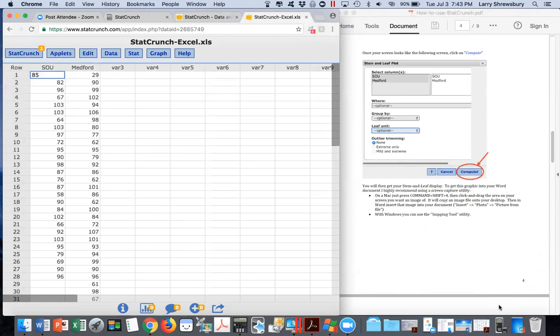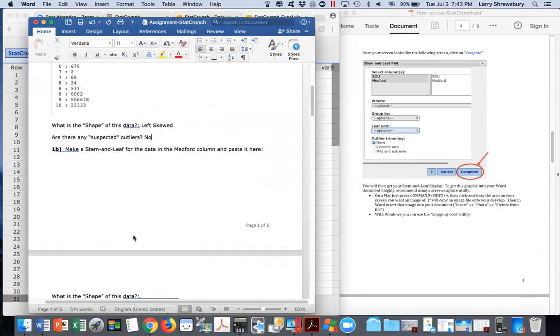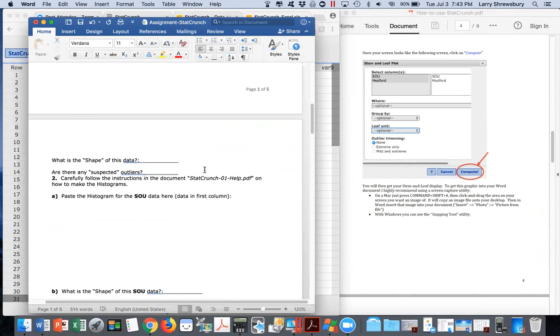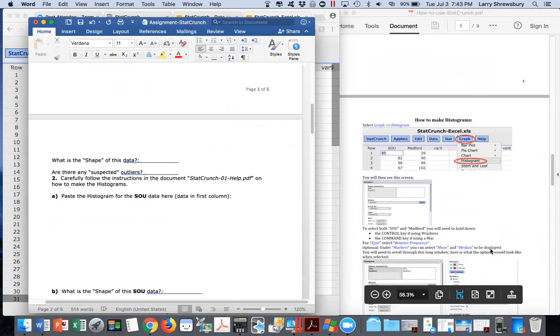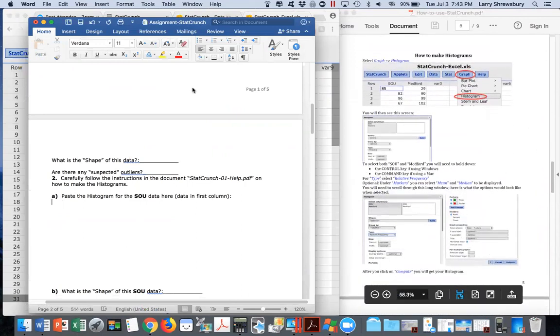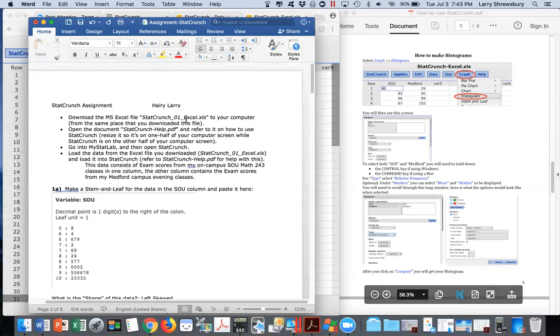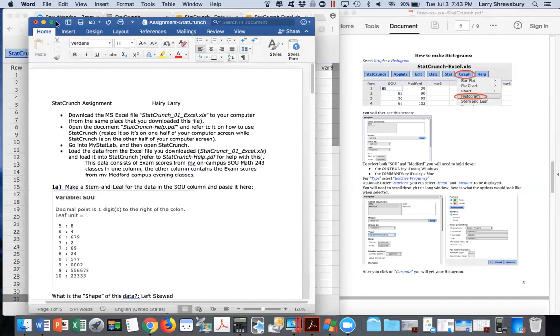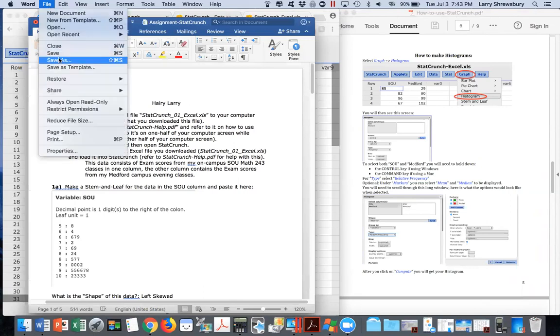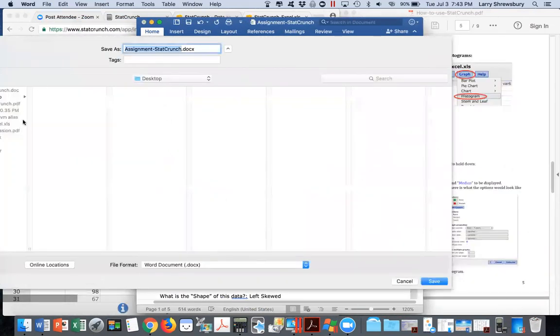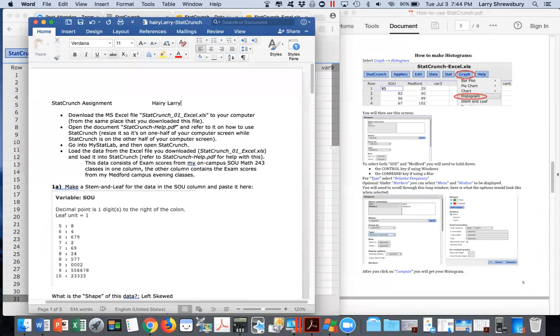Now, let's go to the Word document, and you're going to see, now, what else did they want me to do? Well, you're going to put in the Medford one here, answer the questions, and then it asks for a histogram. And you say, how am I going to do that? By just following these screenshot instructions right on the right here. Oh, by the way, as you're doing this, you should, at some point, hopefully soon, be sure and save your work. Save as, just remember where you saved it. You might put your name in it. And that way you know you saved it.